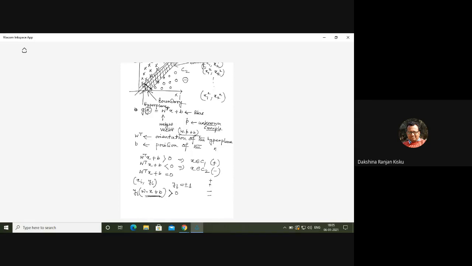So W dot P plus B may be greater than zero, or it may be less than zero. When it is found to be greater than zero, we can infer that P belongs to class C1, that is the positive class. Or if the value of this linear discriminant function after putting feature vector P is found to be less than zero, then we can infer that P belongs to class C2 or the negative class.